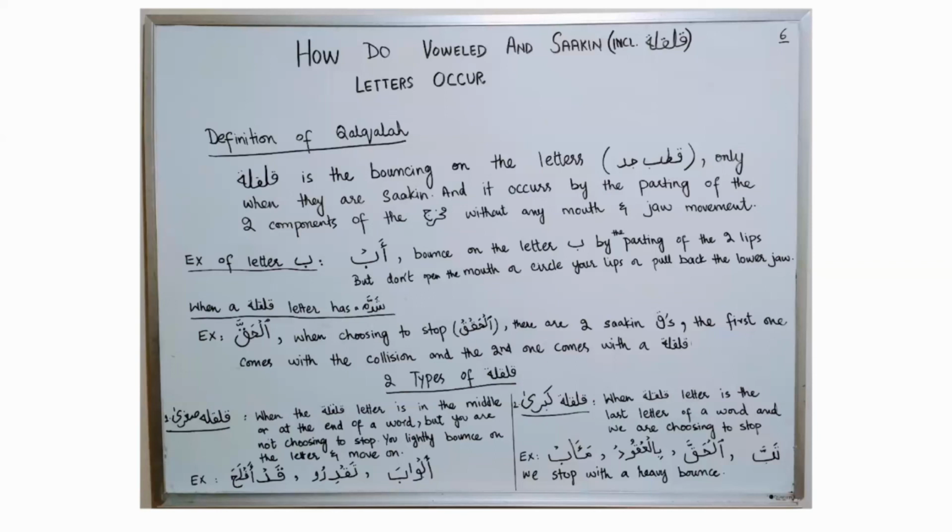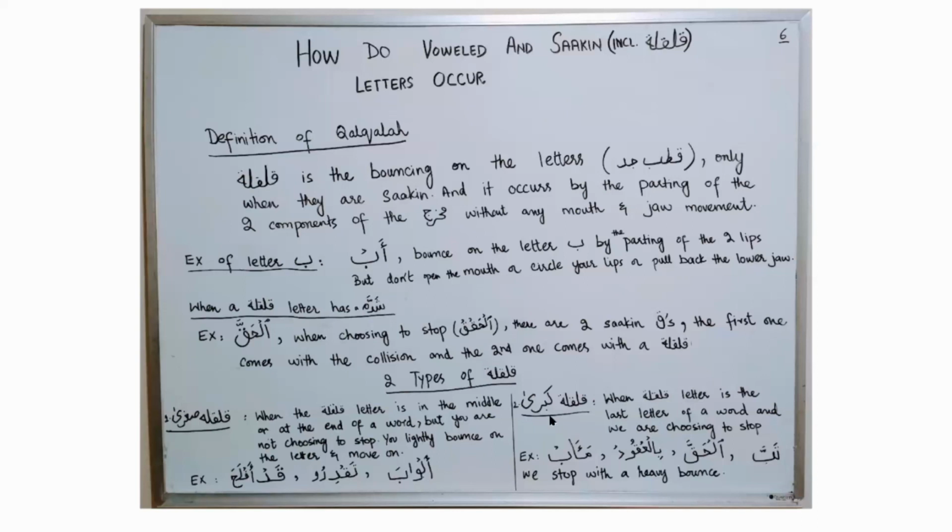Qalqalah is divided into two types. The first one is Qalqalah Sughra. If the Qalqalah letter is in the middle of a word or at the end of a word and we are not stopping on that word, in that case, we will lightly bounce on the Qalqalah letter and we move on. If you see in this example, we will say Abwaba, Taqdiru, Qad Aflaha. So in these cases, we pronounce Qalqalah letters and immediately move to the next letter or the next word.